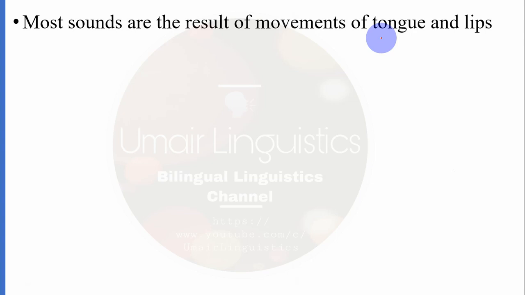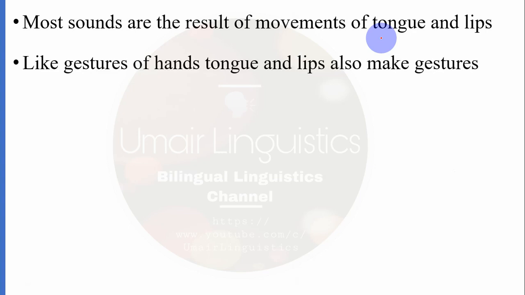We'll watch a video as well later. Your tongue is moving very fast. Your tongue is making connection with your teeth, with the upper part of your mouth, with the back part of your mouth, with your hard palate, with your soft palate. Sometimes your teeth are making contact with your lower lip. So this is all about how we pronounce and how the tongue and lips actually help to make sounds.